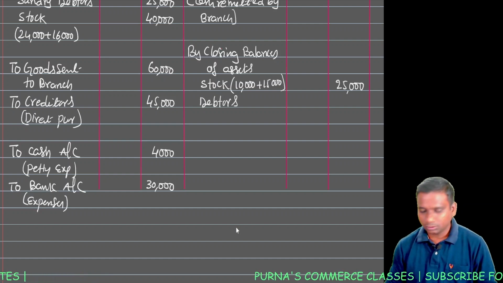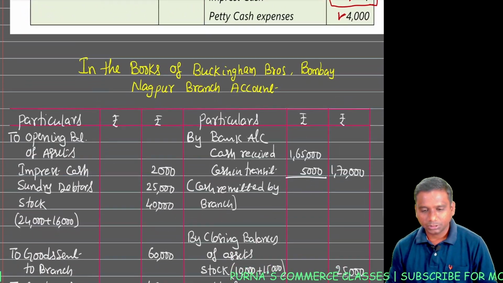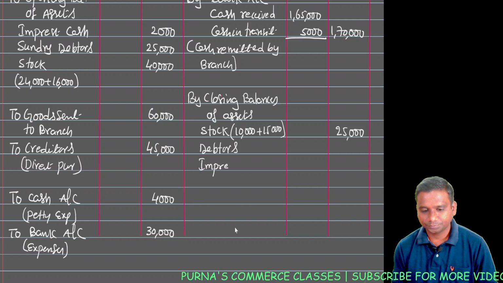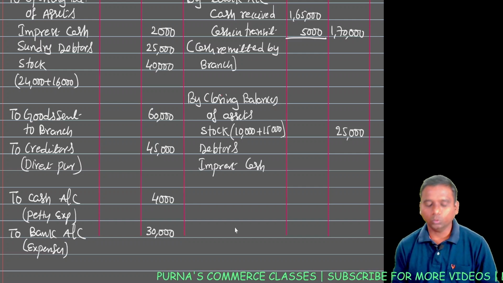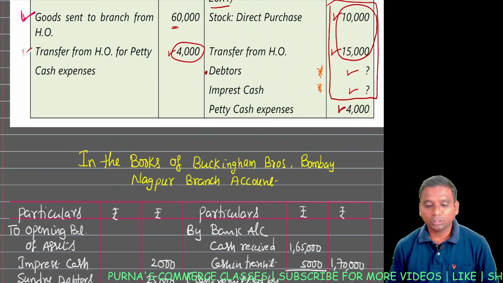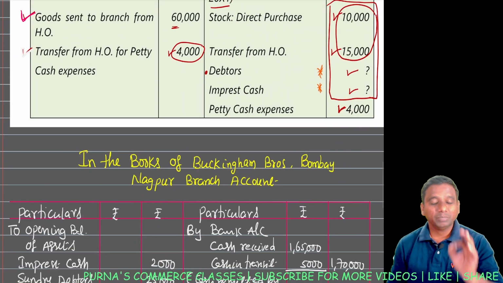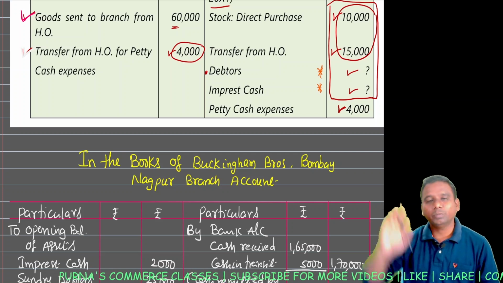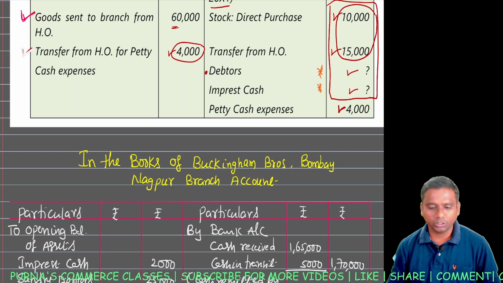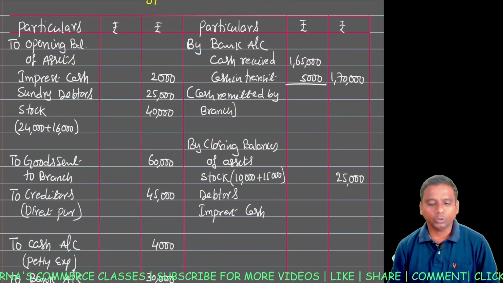Next, imprest cash. Imprest cash means petty cash. How much is petty cash? That also we don't know. So here we should calculate. And what about petty cash expenses? Petty cash expenses are paid by whom? Branch. So in the head office books there is no entry for that. I hope you understood.